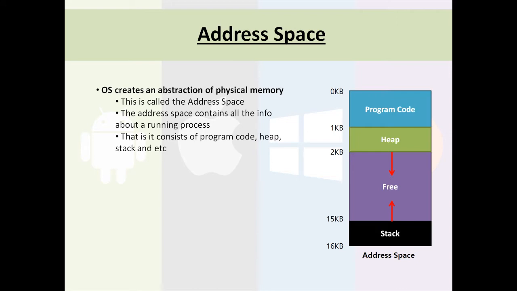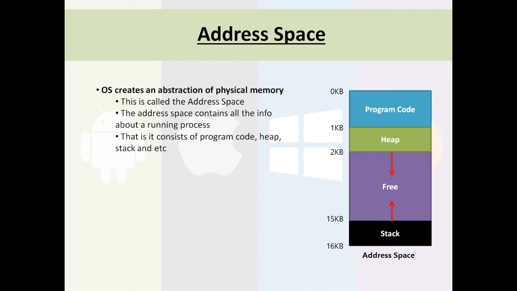As a result, in order to solve this problem of protection, we needed a way to isolate processes in memory and only allow authorized access to memory addresses. And this is what the operating system does. To do this, the operating system creates an abstraction of the physical memory called the address space.